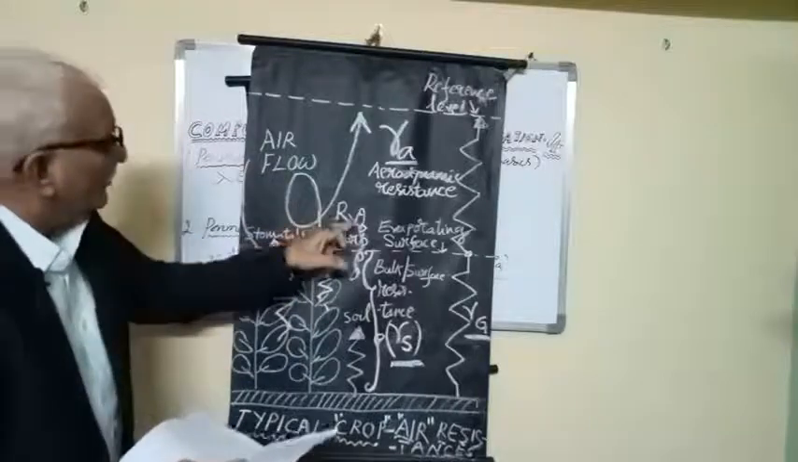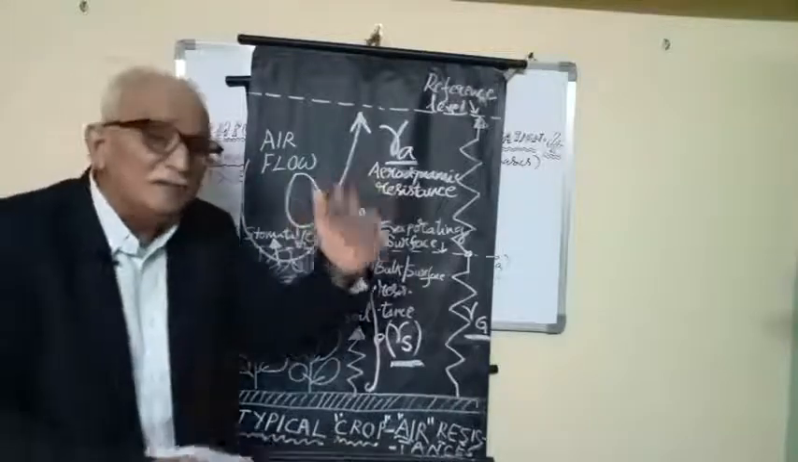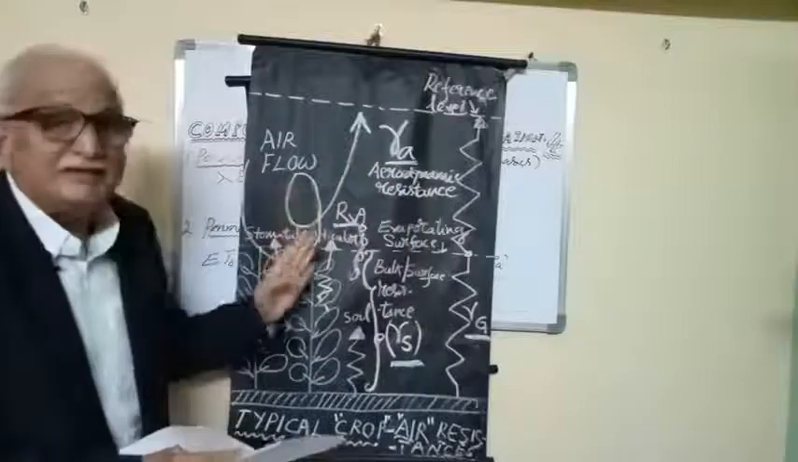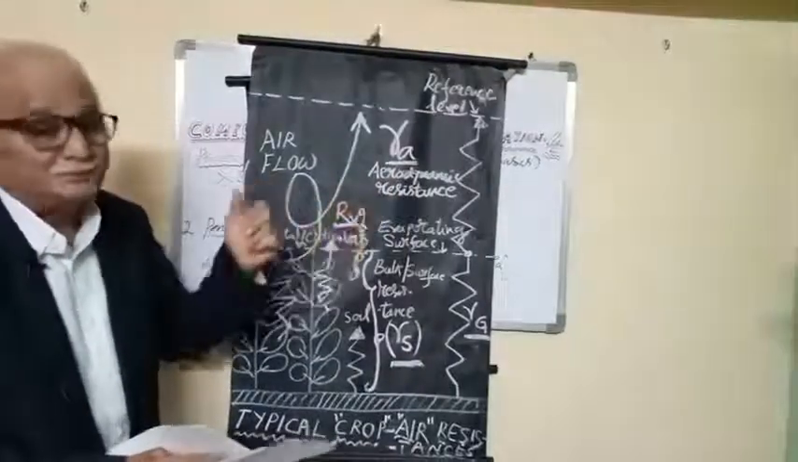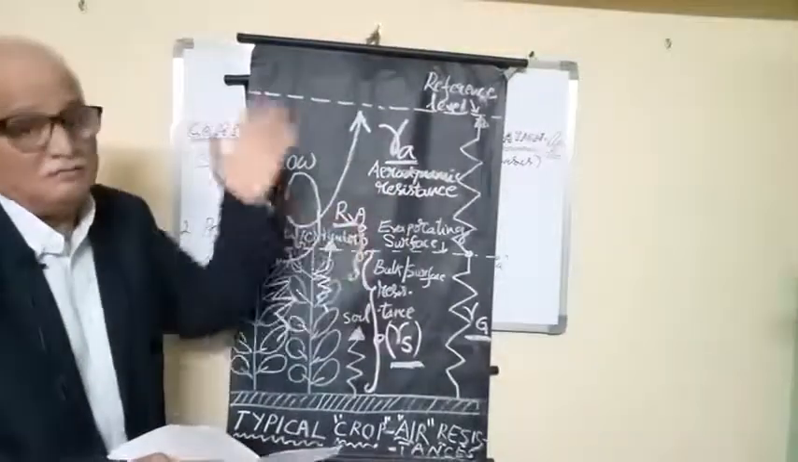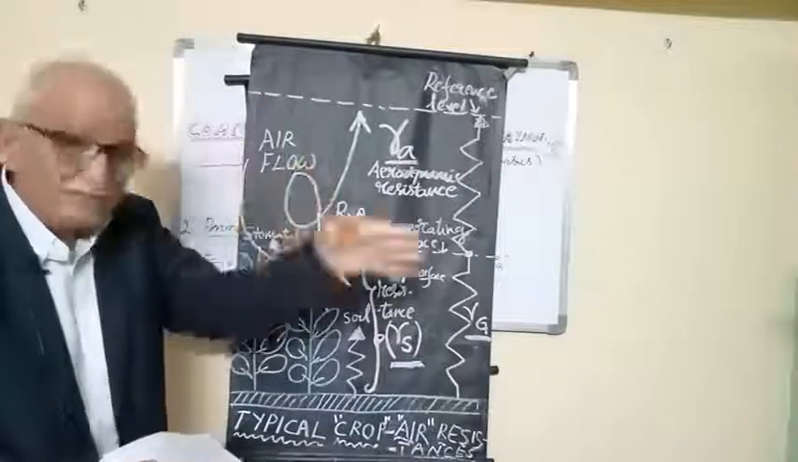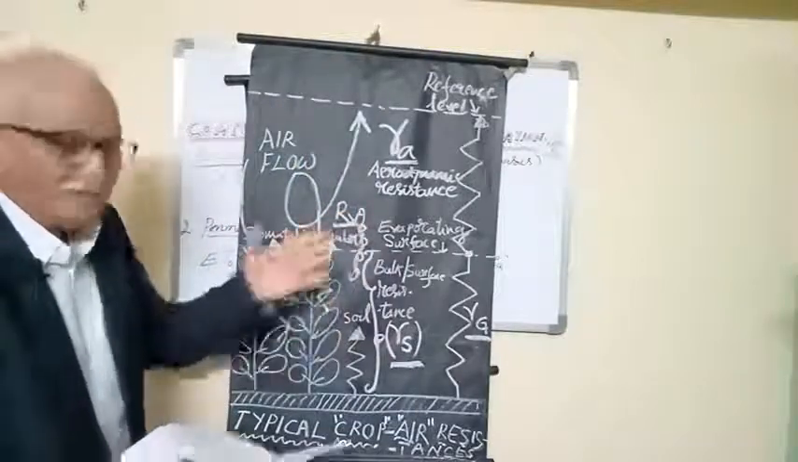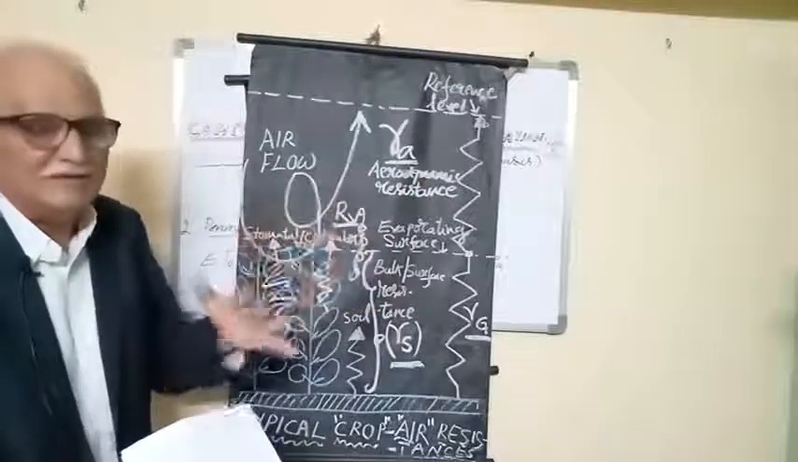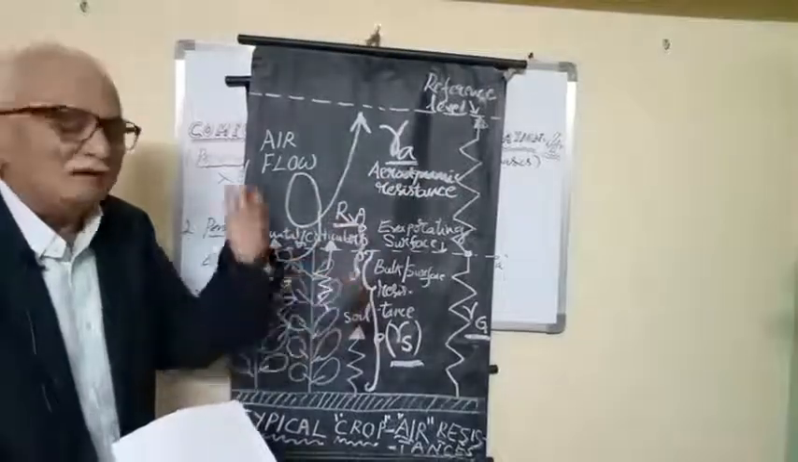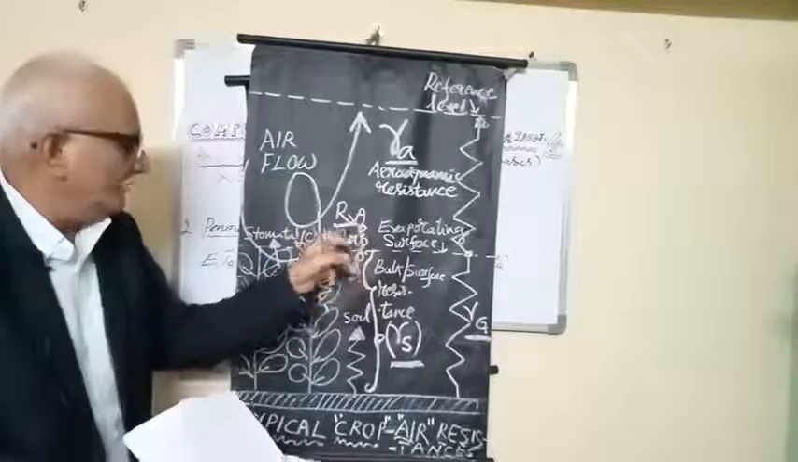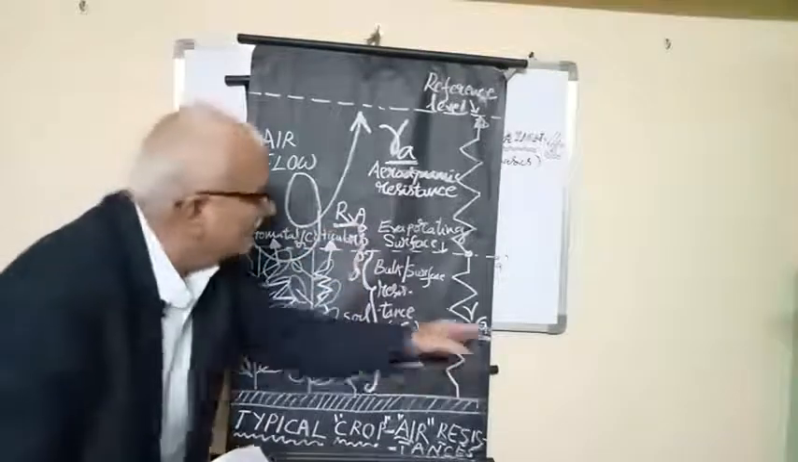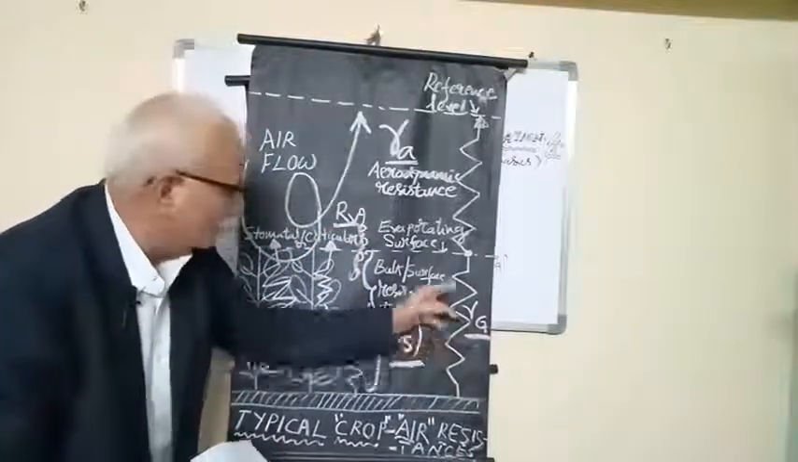So RV, in the older books, before 1990, RV is a resistance offered by the vegetation. In the original Monteith's classical equation, RC only was mentioned. But recently, after 1990, in most of the books written by Rosenberg or Kanemasu, they refer to RV. So what is RG here? The ground or grass?